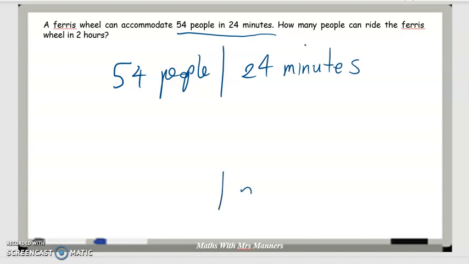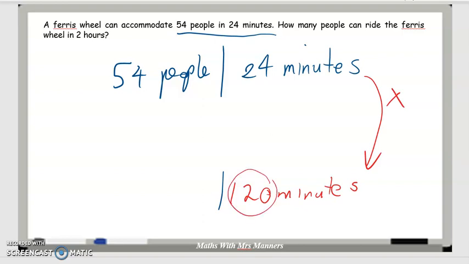Now there's my question mark, because I've got minutes and here I've got hours. So somehow I've got to get the same units. I know that every hour is 60 minutes, so 2 hours is actually going to be 120 minutes. So what I want to do now is see if I can go directly from 24 to 120. I know I'm going to multiply, but to work out what I multiply by, I'm going to take the 120 and divide by 24. And it turns out it goes in perfectly 5 times.